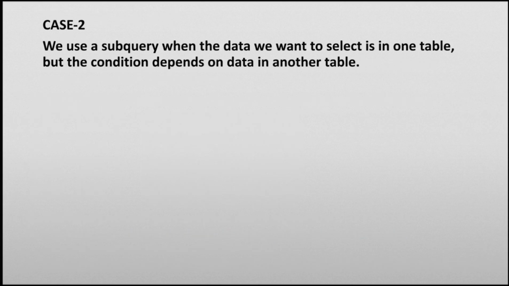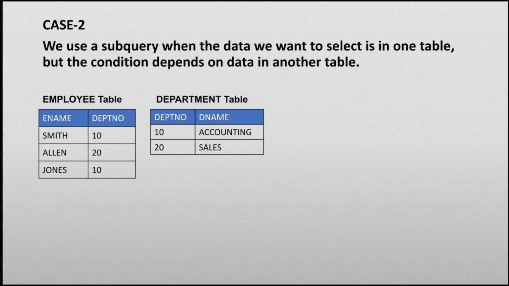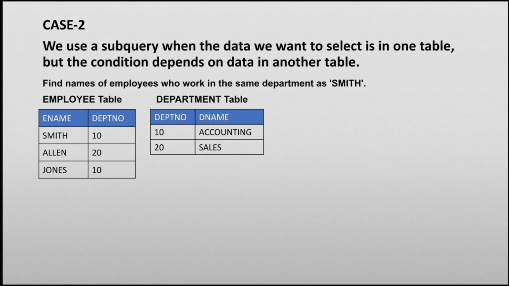The second case where we use a subquery is when the data we want to select is in one table, but the condition depends on the data in another table. Let's look at an example. There are two tables. First is the employee table with two columns, employee name (ename) and department number, while the second table has the department names and the department numbers. And the question states: find the name of employees who work in the same department as Smith.